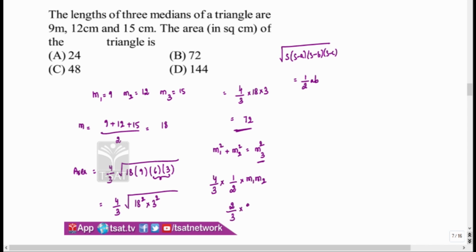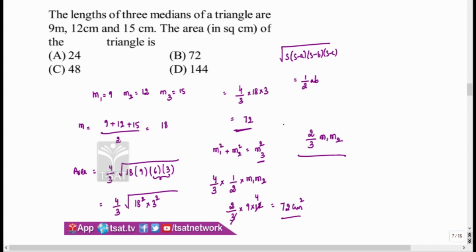What is m1 and m2? 9 into 12. Cancel it. 36 2s are 72 centimeters square. So, directly remember the formula 2 by 3 into m1 m2, where your m1, m2, m3 represent the triplets, or else m1 square plus m2 square is equal to m3 square.